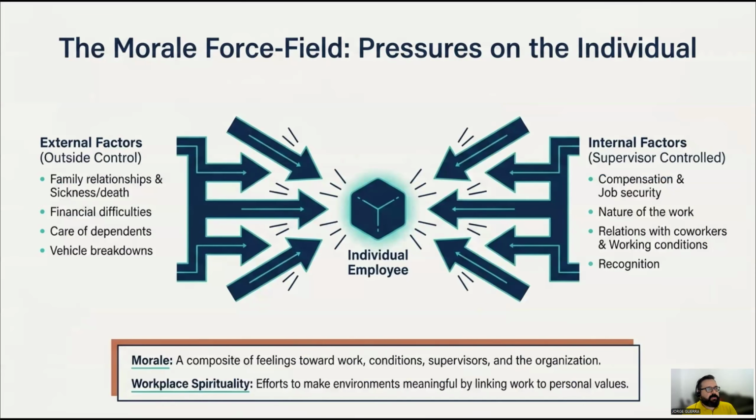All right. So now let's zoom in and talk about the individual, right? Here we show how employees are under two kinds of pressures, or pressures from two sides per se. We have external factors, and these could be issues with family. Somebody is sick in the family, somebody passed away in the family, and these are outside of our control as supervisors, right? Something horrible happens to an employee, and this might have an effect on said employee.